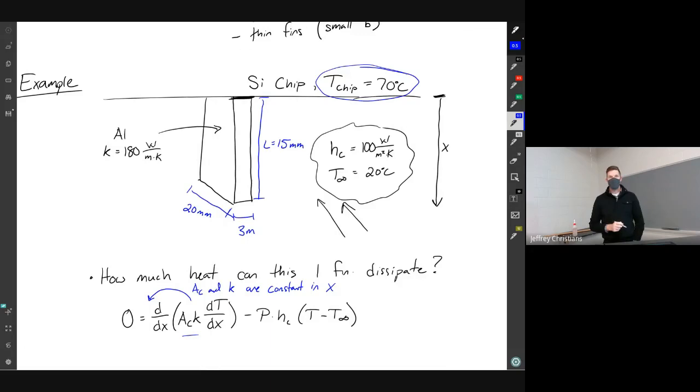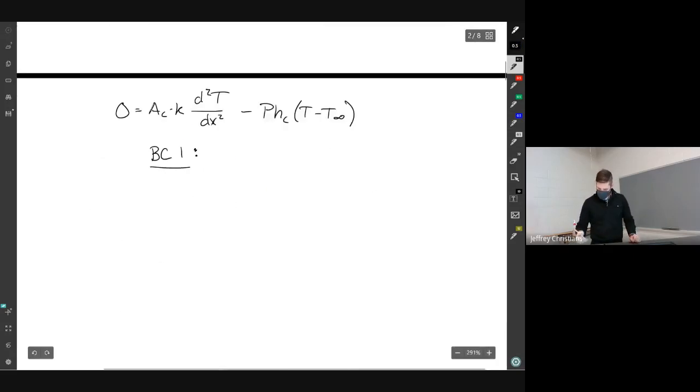Mm-hmm. So we're saying that we're kind of limiting the tip or the chip temperature. We're limiting that to 70 degrees and saying it shouldn't go above that. So we're going to say, okay, so at the surface, at the chip, it's going to be 70. So T at 0 equals 70 degrees C. What about our second boundary condition?